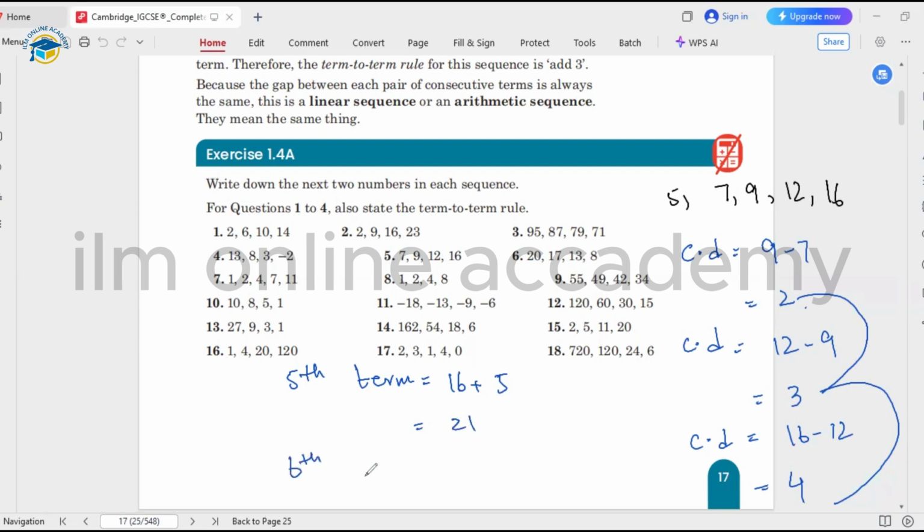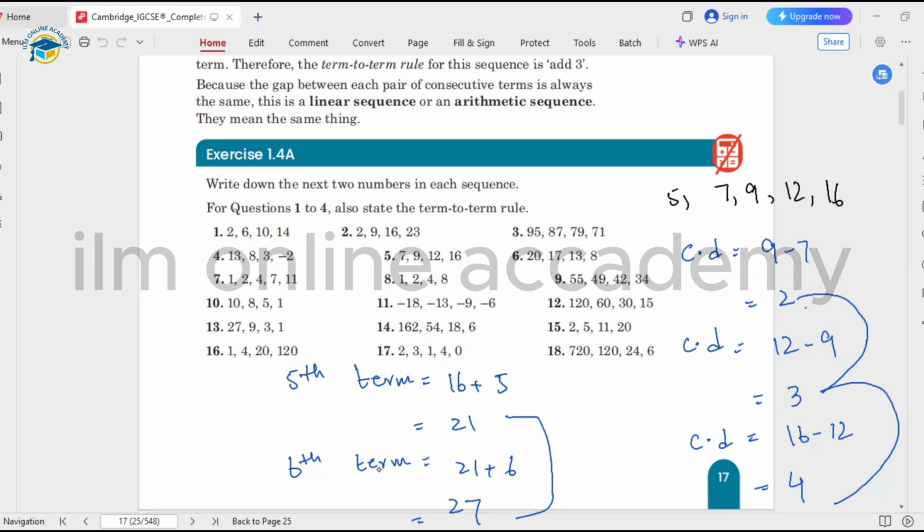Next, we go on with the sixth term of the sequence. To 21, now I'm going to add 6. So 21 plus 6 will be 27. In this way, these are the next two terms of the sequence. Otherwise, in the previous sequence, the common difference was constant, a linear sequence, and we were getting the term to term rule exactly. So this is your fifth part.